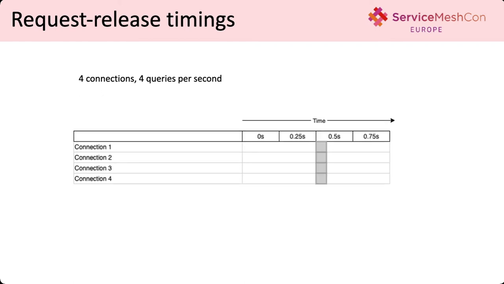So this diagram visualizes yet another way of releasing your requests as observed in the wild. Timing of request releases would occur in a bit of a synchronized fashion across connections. Note that this still reflects 4 queries per second, but it may not be what someone has in mind.